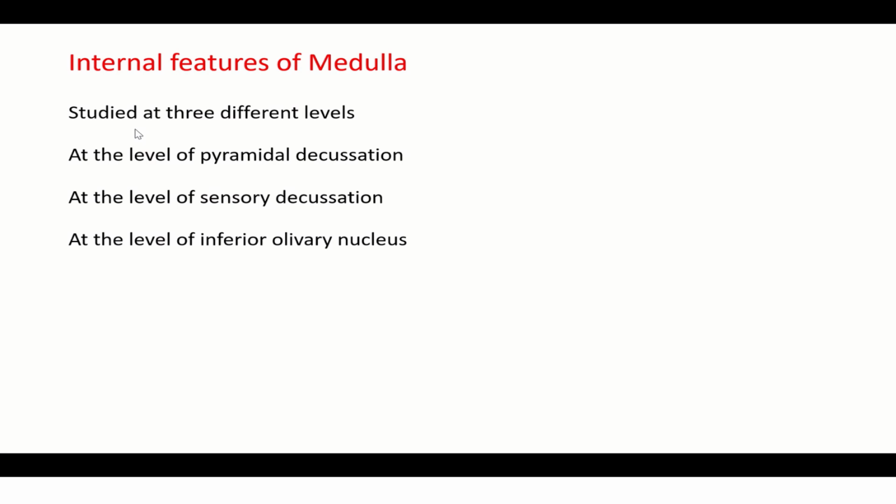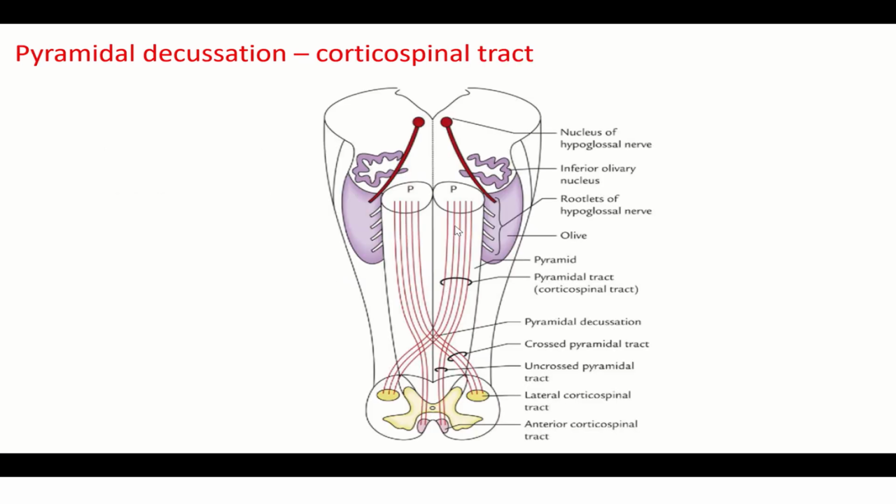So the internal features are studied at three important levels. One will be the pyramidal decussation, that is the motor decussation, then the sensory decussation, and then the inferior olivary nucleus. So let us see the corticospinal tracts descending from the cerebral cortex to the spinal cord. They form a rounded elevation here. That is the pyramidal tract, which underlies the pyramid in the medulla, which I have already shown you.